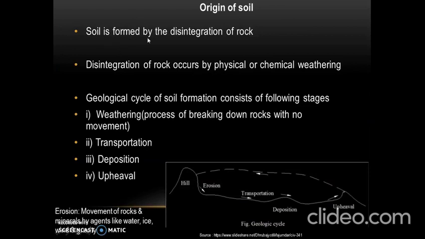The soil is formed by the disintegration of rock, and this disintegration of rock occurs either by physical or chemical weathering. Geological cycle of soil formation consists of 4 stages. First one is weathering, which is nothing but the breaking down of rocks with no movement of the rocks. Second is transportation, third is deposition, and fourth is upheaval.